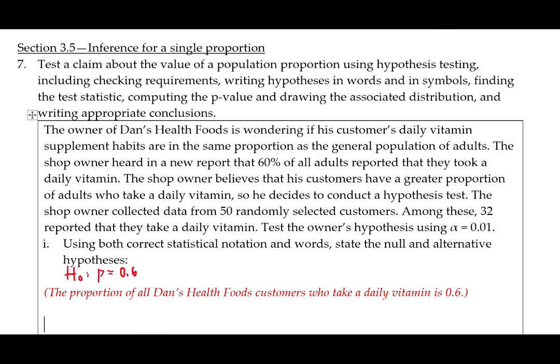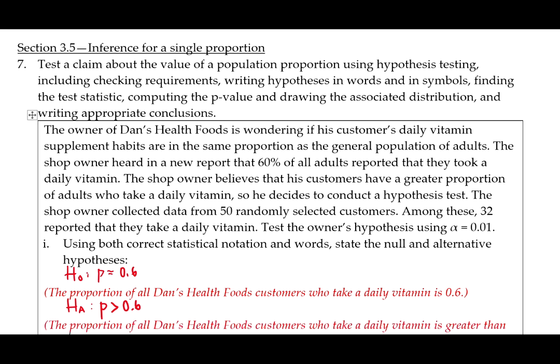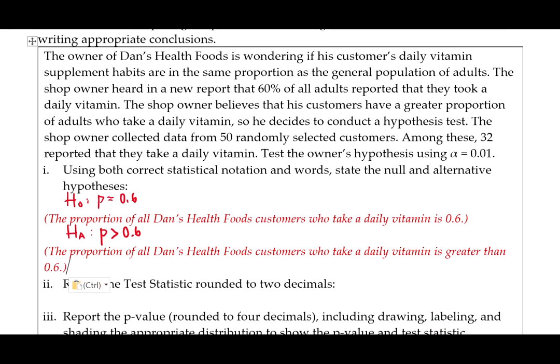Let's write the alternative hypothesis. The alternative hypothesis is written with an H subscript A, still about the population proportion P, but now the shop owner believes that his customers have a greater proportion, so we'll do a greater than 0.6. In words, this is saying that the proportion of the population that take a daily vitamin is greater than 0.6. So the proportion of all Dan's Health Food customers who take a daily vitamin is greater than 0.6.